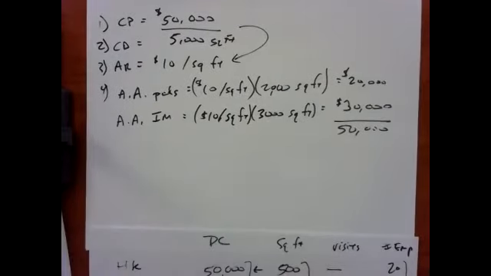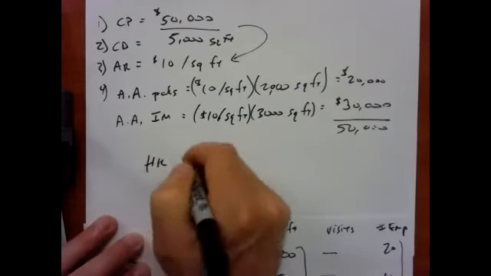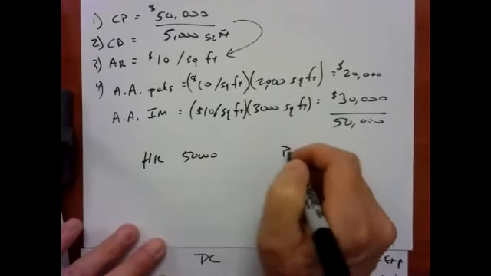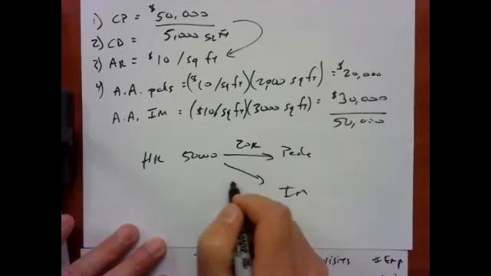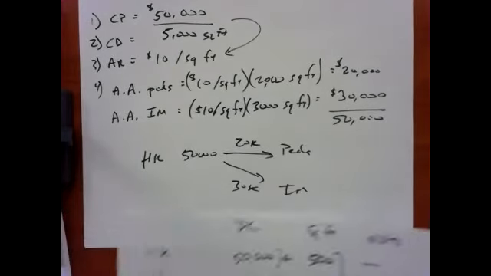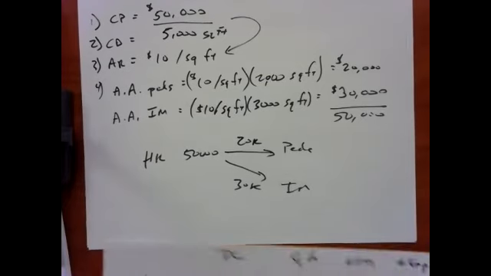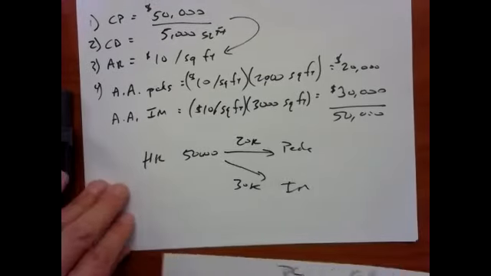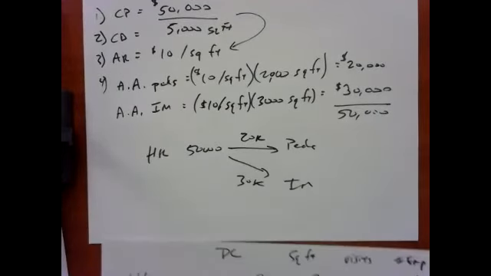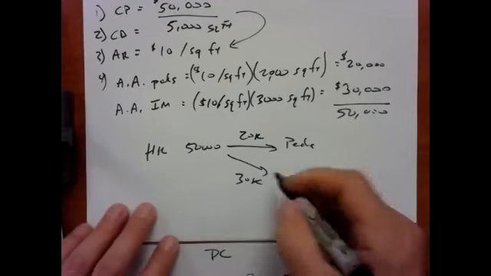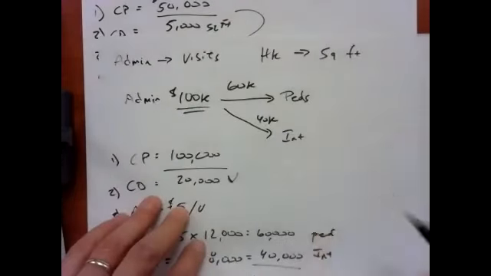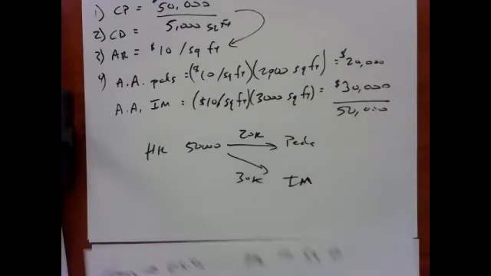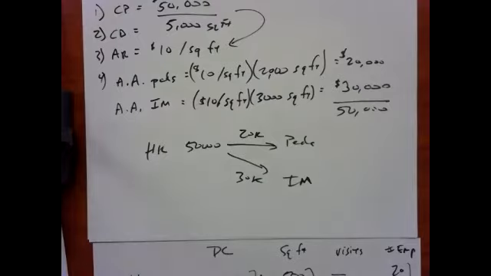So what does that look like? We have housekeeping at 50,000, and we have PEDS and internal medicine. So we're going to send to PEDS 20K and internal medicine 30K. After we have done the direct method allocation, we've now charged internal medicine 30,000 for housekeeping and 40,000 for admin. We have charged PEDS 20,000 for housekeeping and 60,000 for admin. So we can get a total cost for each of our profit centers.